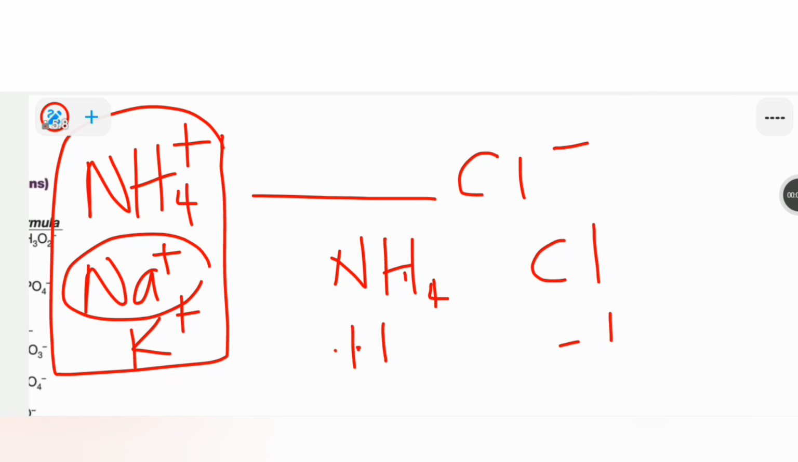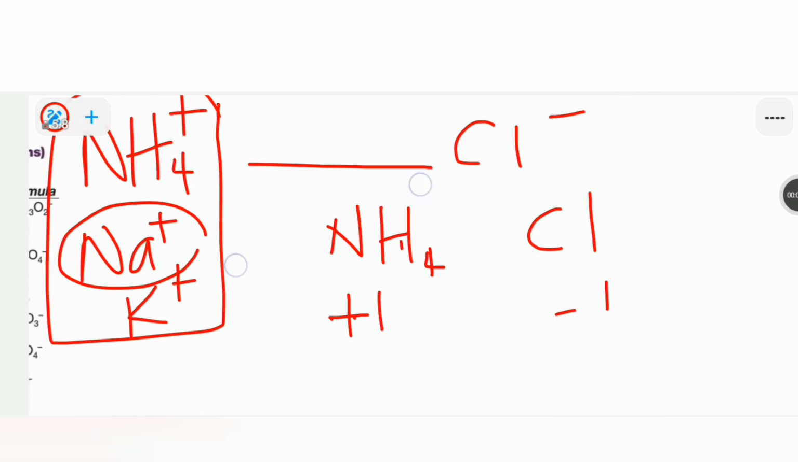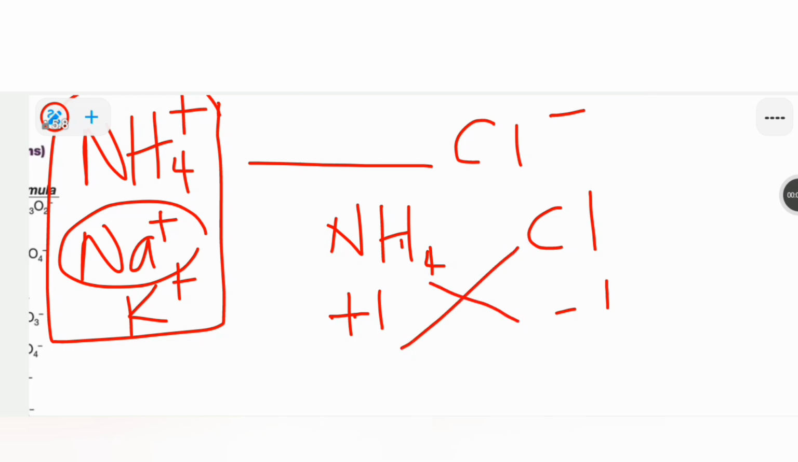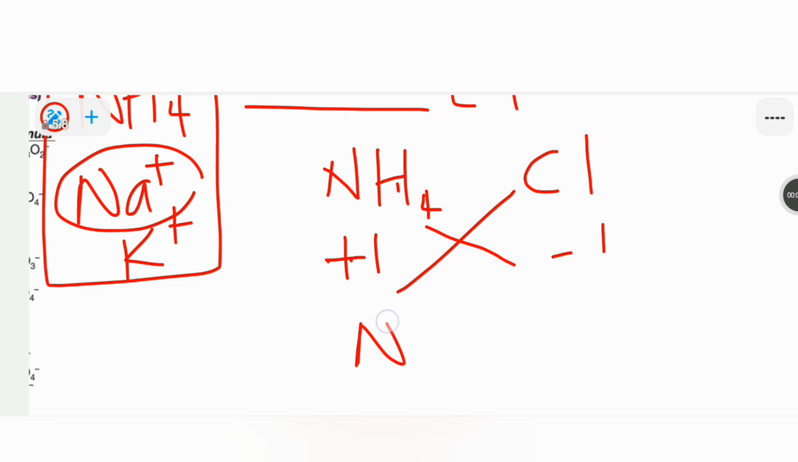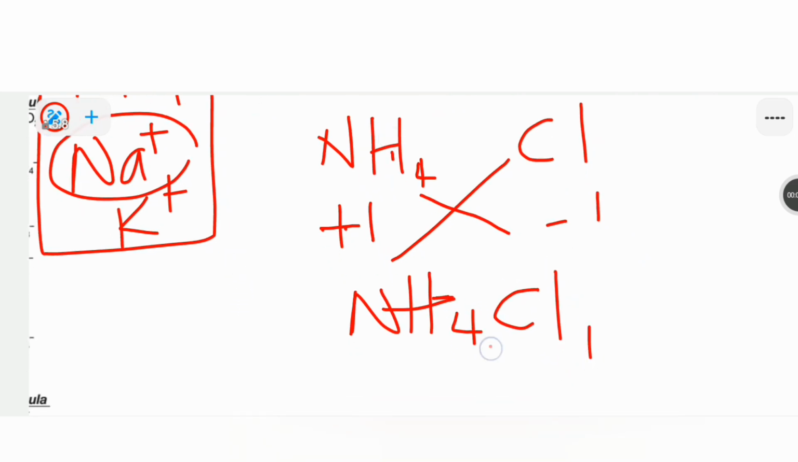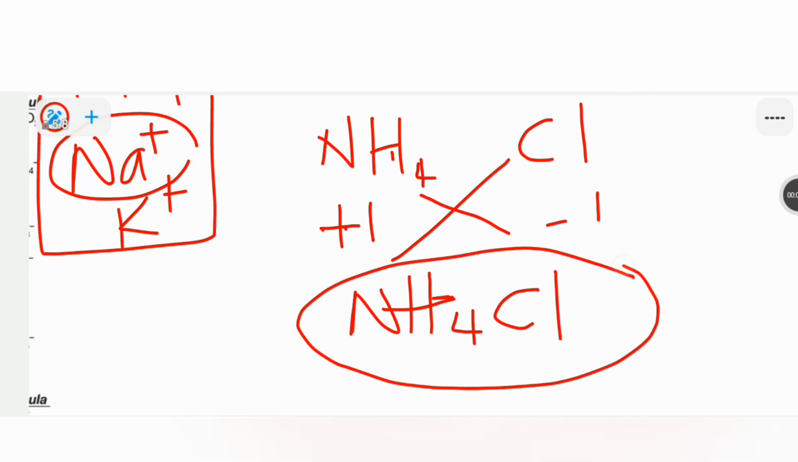So the next thing to do is just to interchange their power, or you cross exchange their powers. So this one goes like this, one goes like this. So this will be NH4. This NH4 will take this one here. So that will be NH4. Then you have Cl. So you're not going to write 1 here or 1 here. Just ignore it because it is 1, 1. So the formula will be NH4Cl.